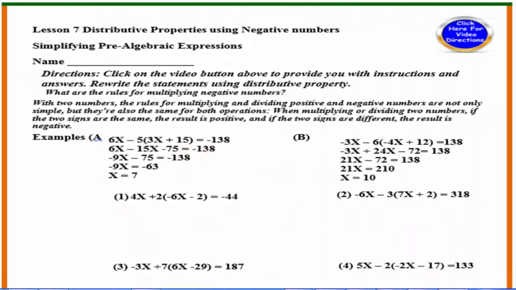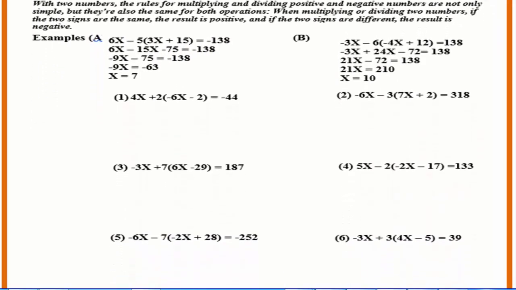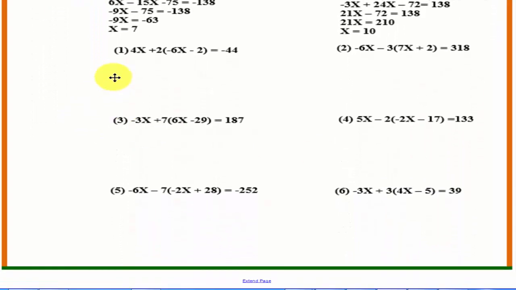Okay, welcome back. Let's see how well you did. Let's look at problem 1. We have 4x plus 2 times the quantity negative 6x minus 2 equals negative 44. So 4x, and 2 times negative 6 is negative 12x, and 2 times 2 is negative 4 equals negative 44. Then we have 4x minus 12x is negative 8x minus 4 equals negative 44.